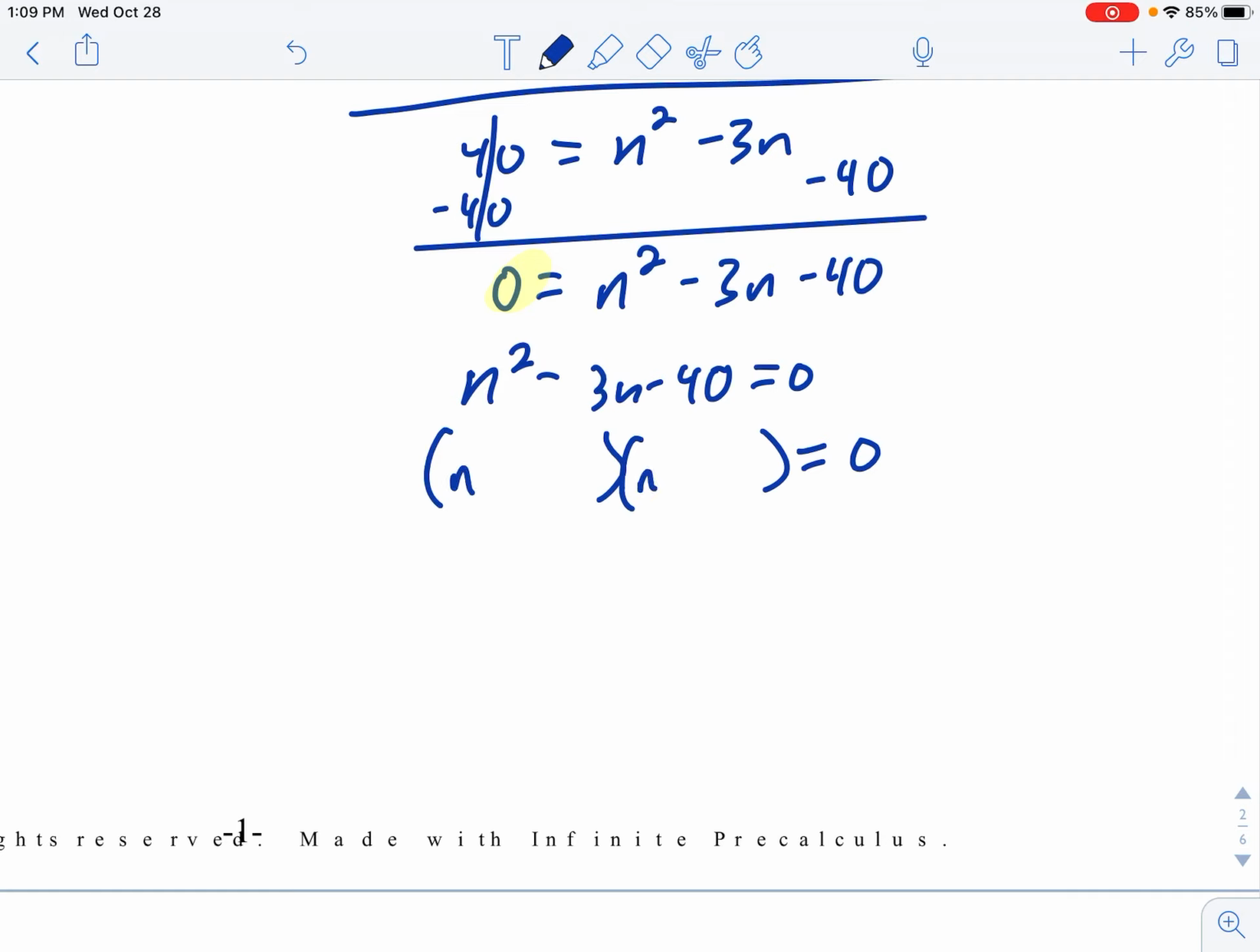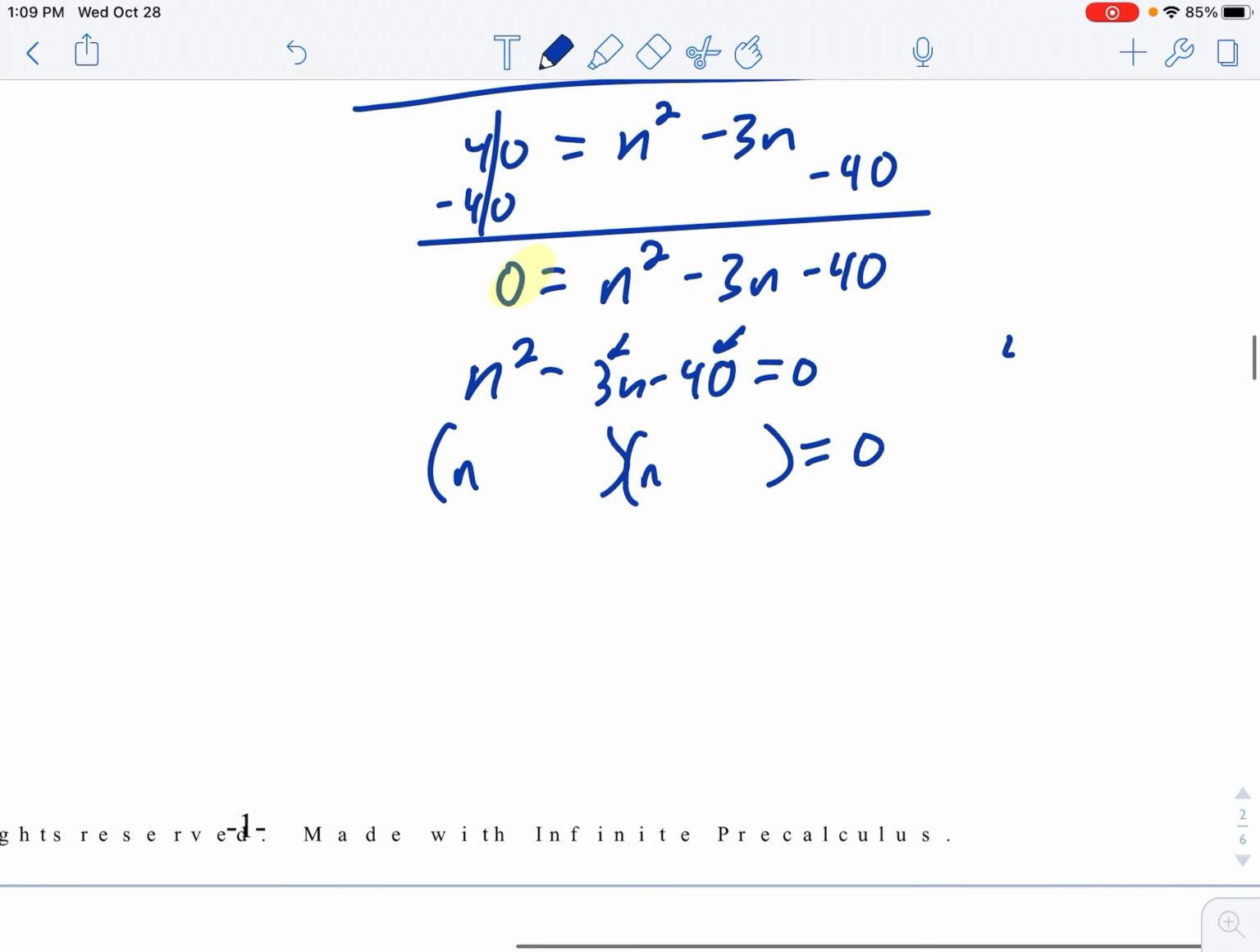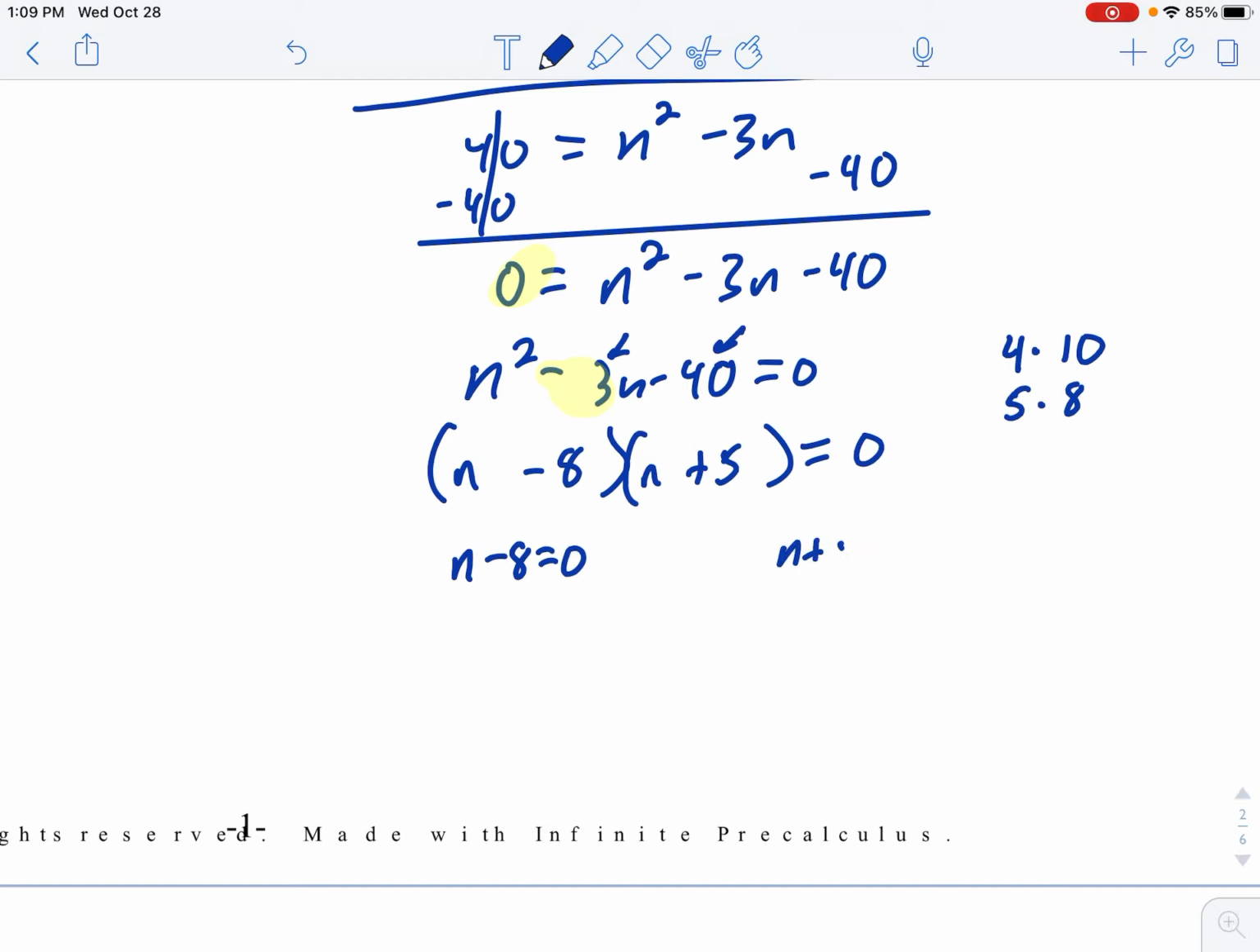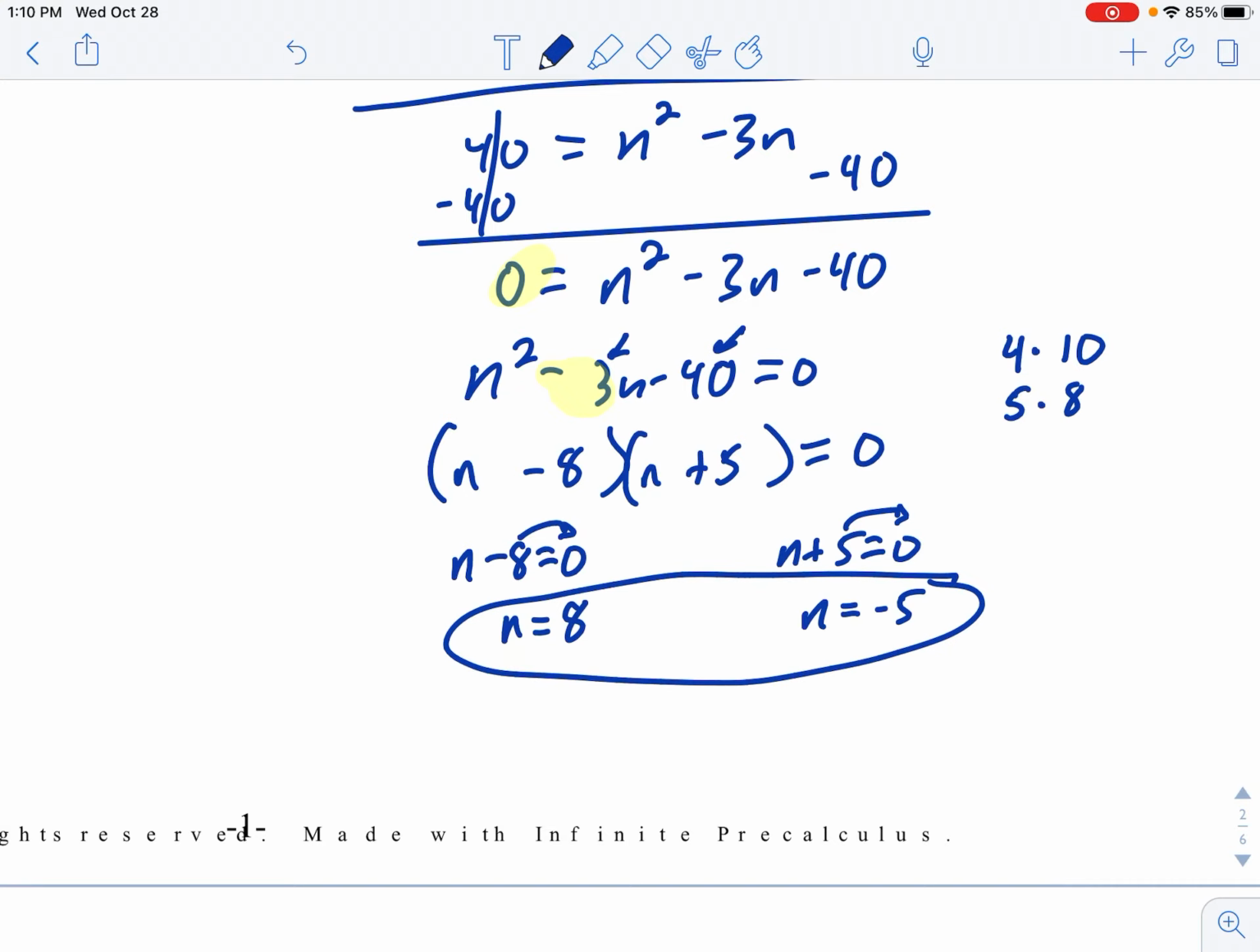n times n. What multiplies to 40 and adds up to negative 3? Now that seems like a stretch. So 4 times 10, that's not going to work. 5 times 8, duh. Negative 8 plus 5 is negative 3, isn't it? So now if we set each one of these equal to 0, we get n equals positive 8, because you're going to add that over. If you subtract this over, n equals negative 5. So I come up with 2 answers, 8 and negative 5.